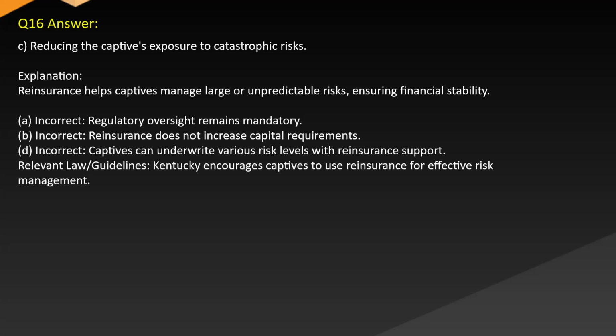Answer C. Reducing the captive's exposure to catastrophic risks. Explanation: Reinsurance helps captives manage large or unpredictable risks, ensuring financial stability. A. Incorrect. Regulatory oversight remains mandatory. B. Incorrect. Reinsurance does not increase capital requirements. D. Incorrect. Captives can underwrite various risk levels with reinsurance support. Relevant law guidelines. Kentucky encourages captives to use reinsurance for effective risk management.